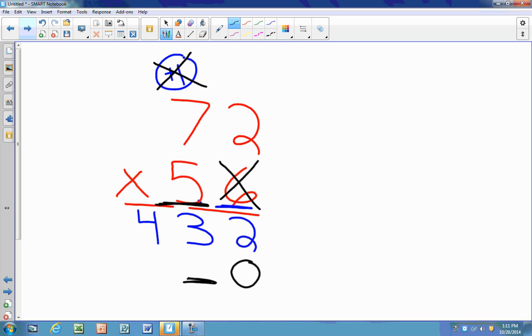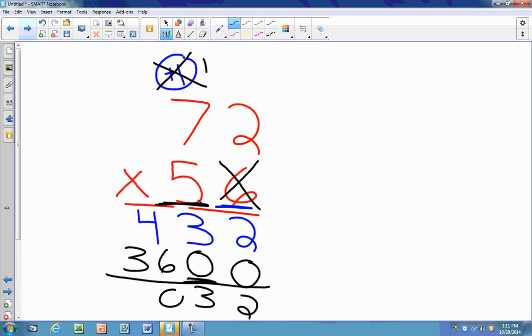So now I'm going to do 5 times 2, which is 10. I put another 0, I carry my 1. And now 5 times 7 is 35, plus 1 is 36. I put that down, and now I add that all together. And I get 4,032.